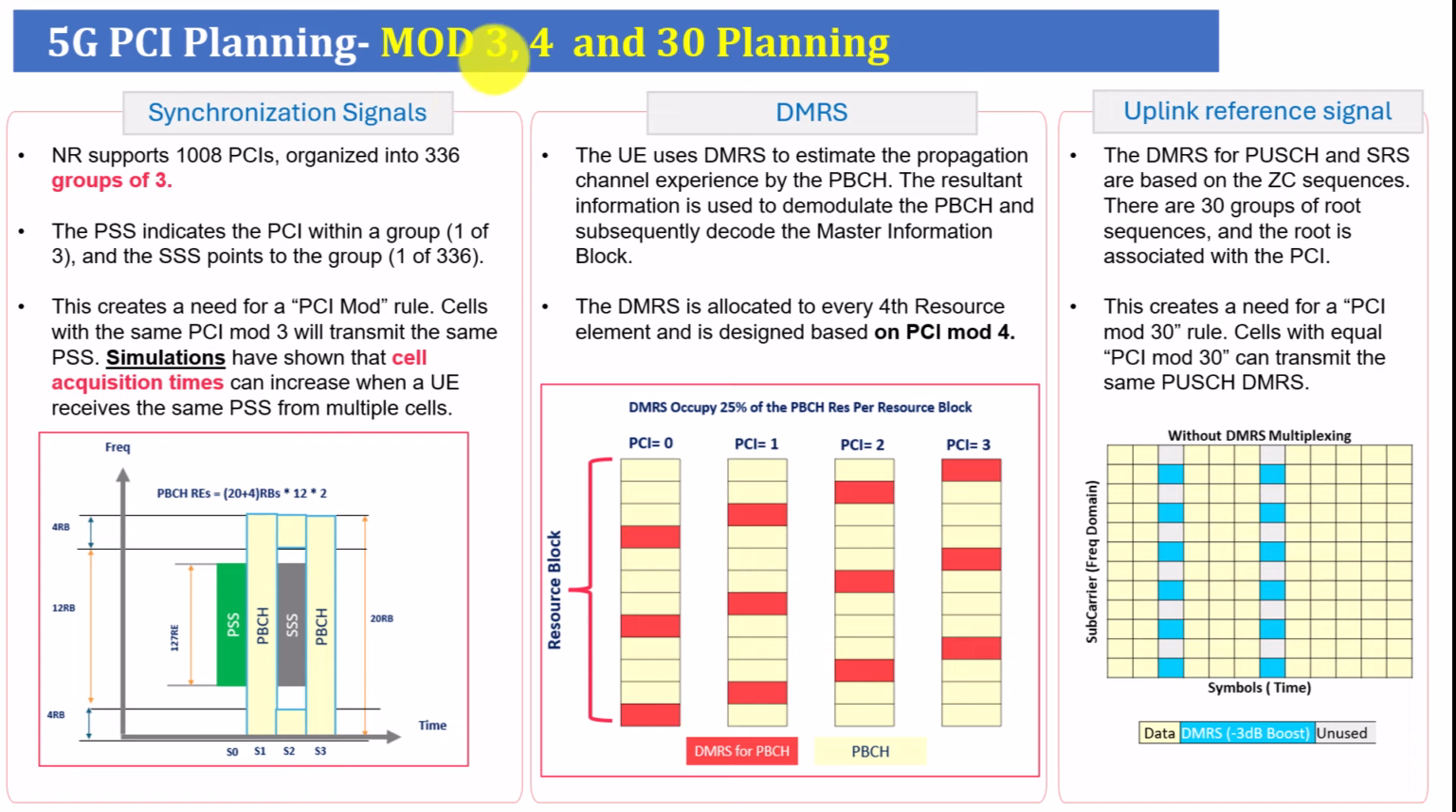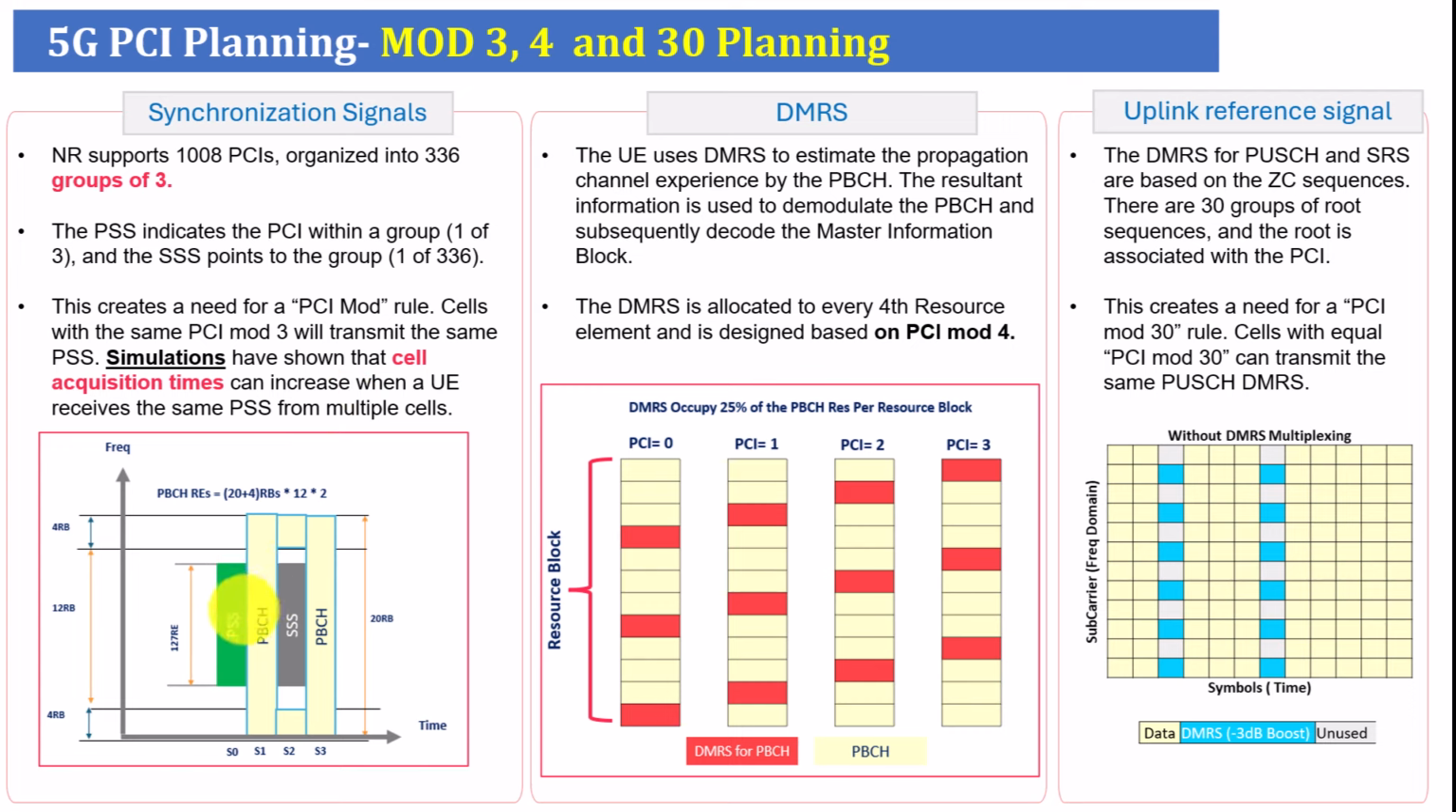In 5G, for example mode 3, as you can see here, it's mainly based on the synchronization signals, particularly the PSS. As you know, the PSS has three groups, so the PSS indicates the PCI is in group 1, 2, or 3. This creates the rule to avoid mode 3 interference. For example, each cell will have a different mode, for example PCI 1, 2, 3, so each one will have a different mode, to avoid it within the site, or even try to do it with the neighbor cells.